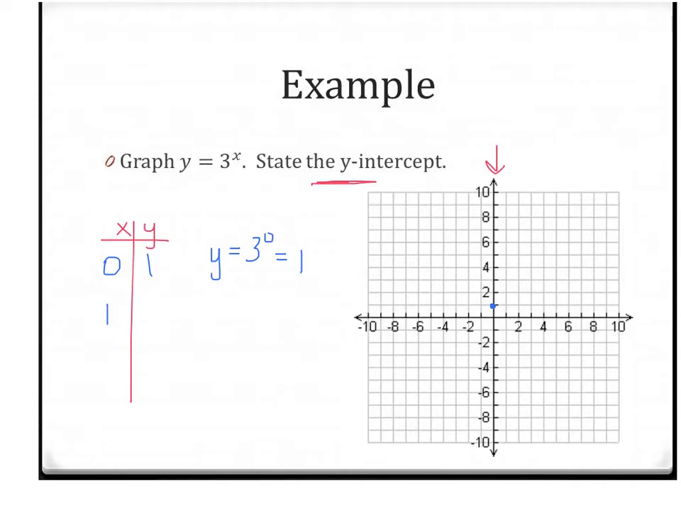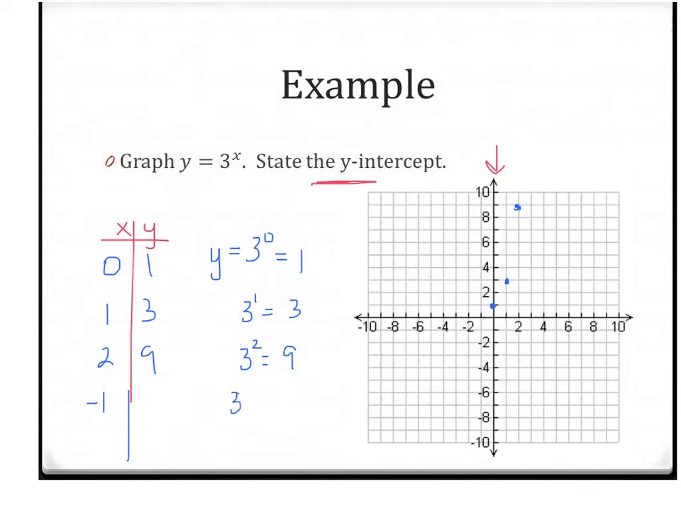What if x is 1? Then we have 3 to the first power, which is 3. If x is 2, we're going to have 3 squared, which is 9. And if I go larger, if I put in 3 or 4, we're going to be off our graph. So let's go back the other way and put in negative 1.